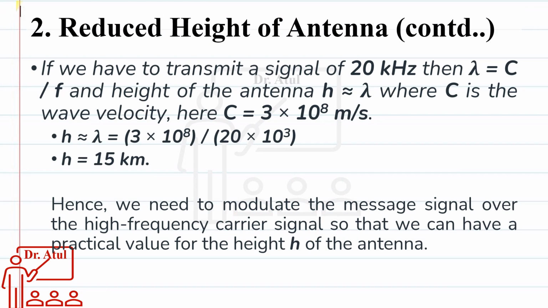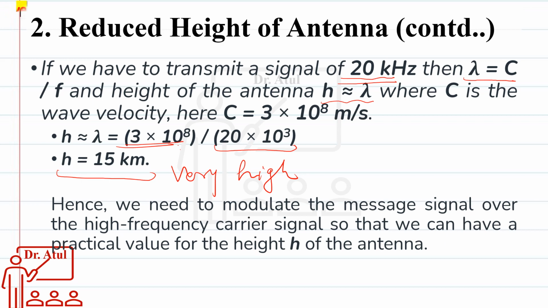Let us see by one example. If we have to transmit a signal of 20 kilohertz, then lambda is equal to C by F. The height of the antenna will be similar to this lambda. So this is equal to C, that is 3 into 10 to the power 8, divided by 20 into 10 to the power 3. That means the height of the antenna will be 15 kilometers. You can think of a very large antenna having 15 kilometers of length. It is very high. Not possible to make.